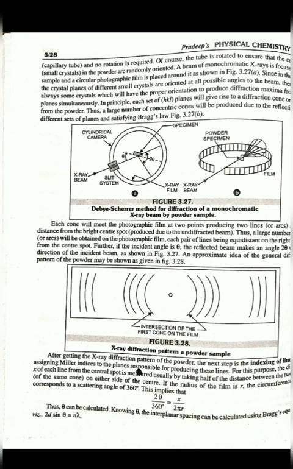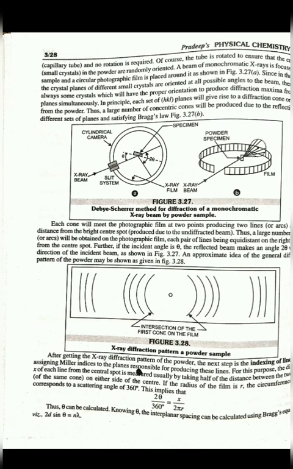Thus, a large number of lines or arcs will be obtained on the photographic film, each pair of lines being equidistant on the right and left from the center spot. Further, if the incident angle is theta, the reflected beam makes an angle 2 theta with the direction of the incident beam as shown in the figure. An approximate idea of the general diffraction pattern of the powder is given in the figure.